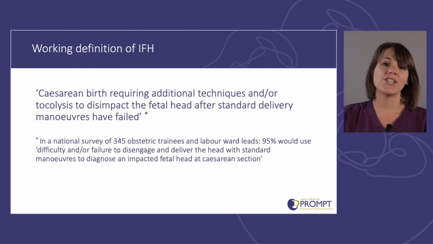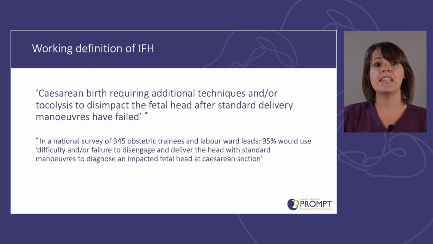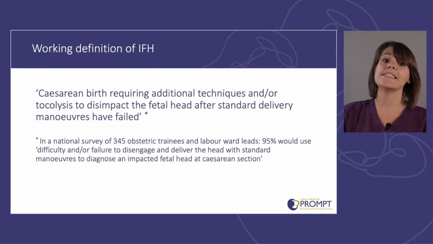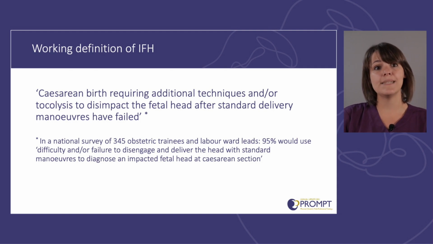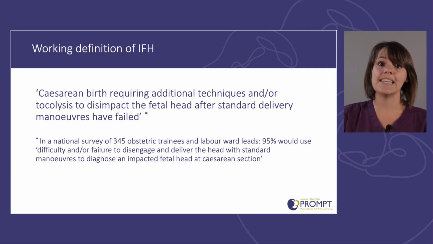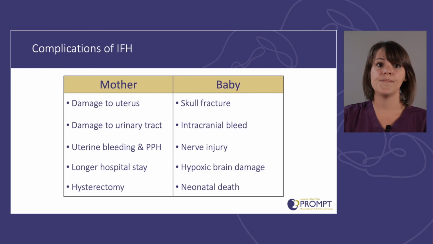We performed a national survey of 345 obstetric trainees and labour ward leads, and most of them agreed that an impacted fetal head was difficulty and/or failure to disengage the head with standard manoeuvres. We've therefore developed a working definition of an impacted fetal head, similar to the shoulder dystocia definition, as caesarean birth requiring additional techniques and/or tocolysis to disimpact the fetal head after standard delivery manoeuvres have failed.